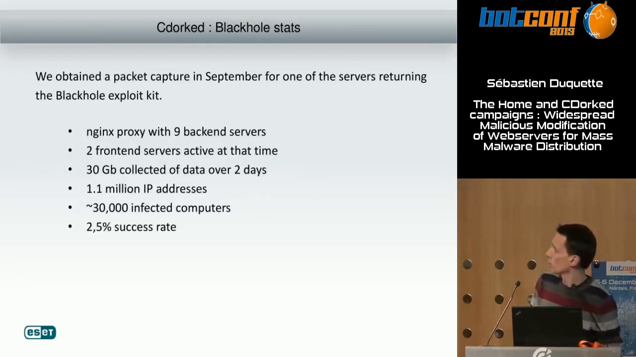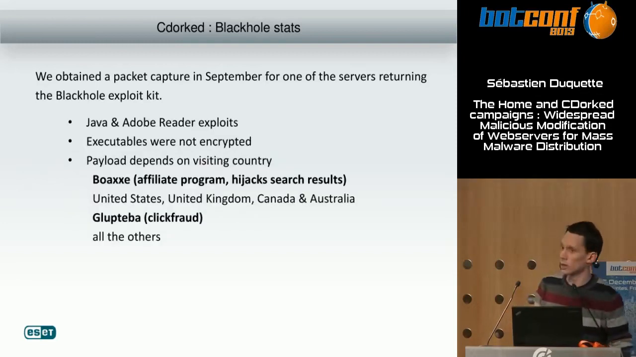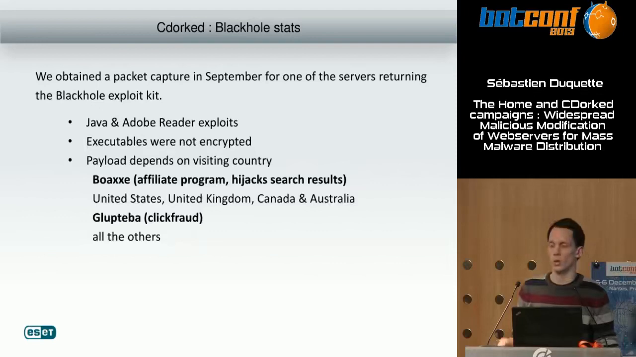And yeah, so they were using only the Java and Adobe Reader exploits. Quite surprisingly, the executables were not encrypted. So in Blackhole, there was a new feature that, for example, for the Java exploits, when it would trigger, it would download the executable, but it was encrypted, and the Java applet would decrypt it. In this case, they didn't activate it, so you don't really know why, but this makes detection easier, for example, if you have an IDS.